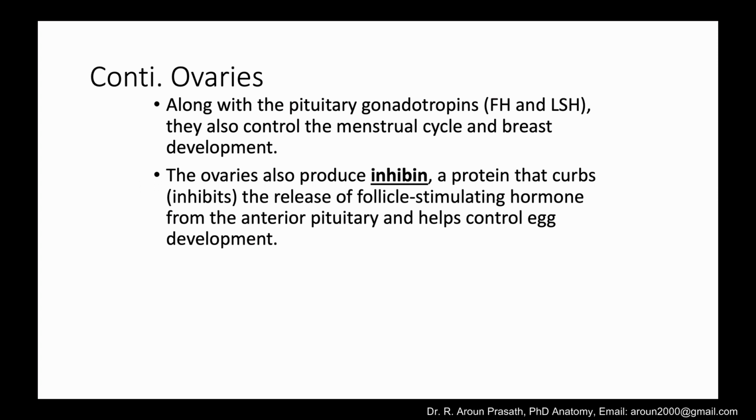Ovaries also produce inhibin, a protein that curbs the release of follicle stimulating hormone from the anterior pituitary and helps control egg development, that is the ovum, in the outer layer of the ovary.